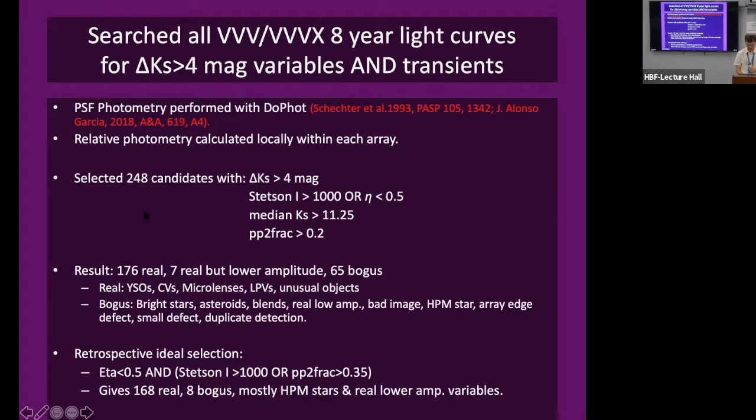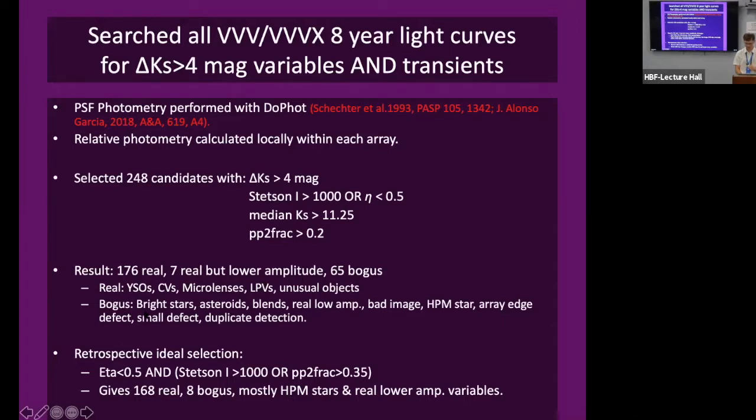Okay, and the result for this particular selection is I had 176 real things out of 248, which is not bad, having looked at all those. In addition, there were 7 objects that were real variables, but the actual variability was less, and there was 1 bad data point, which makes it look like a high amplitude variable, but was actually only 2 mag or 4. Okay, 65 which are not variable at all. So the real things break down into YSOs, cataclysmic variables, microlenses, Mira-like things, and unusual things.